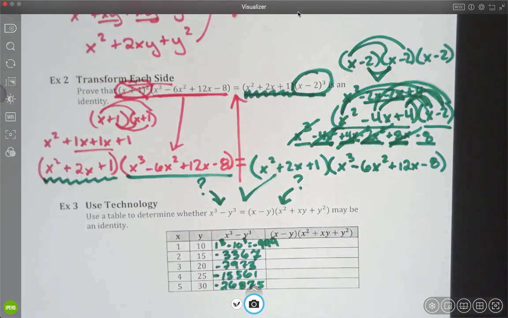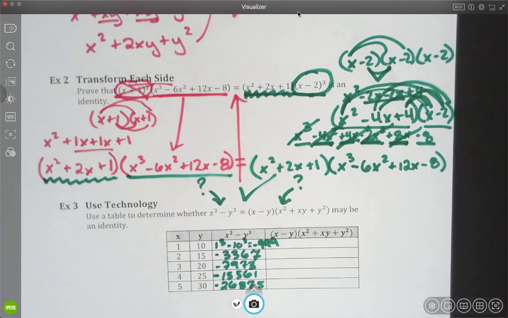Okay, so those are the numbers that we get on the left side when we plug those numbers into the left side. Are they all the same on the right side? Now, this is really important. This one is saying use a table to determine whether these are the same. So they are not automatically telling us that they are the same. So we do need to check all of them. Just because they work for one point doesn't necessarily mean they work for the other point, right? Or another point or another point, okay?